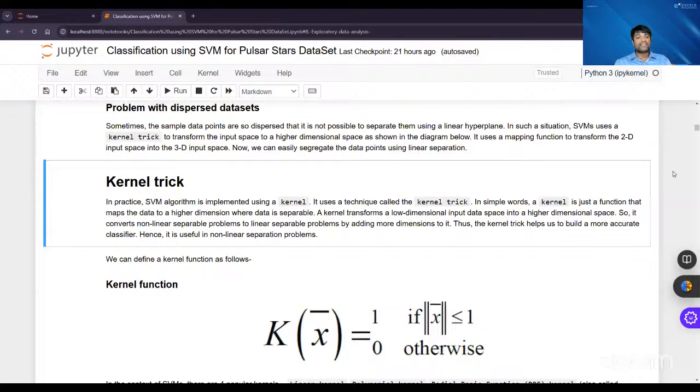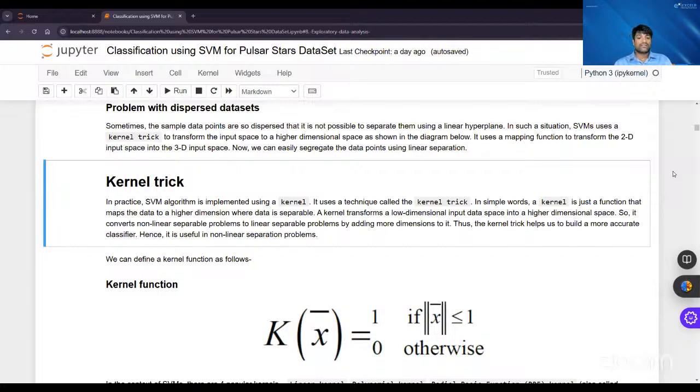Basically, a kernel is a function which maps to the higher dimension. That's it. Now here, if you see, if your value of x is less than or equal to 1, the output becomes 1, and otherwise it becomes 0. This is what the kernel function actually does. Apart from the mathematical formulation, how does this kernel actually work in reality? That is what we have to understand.